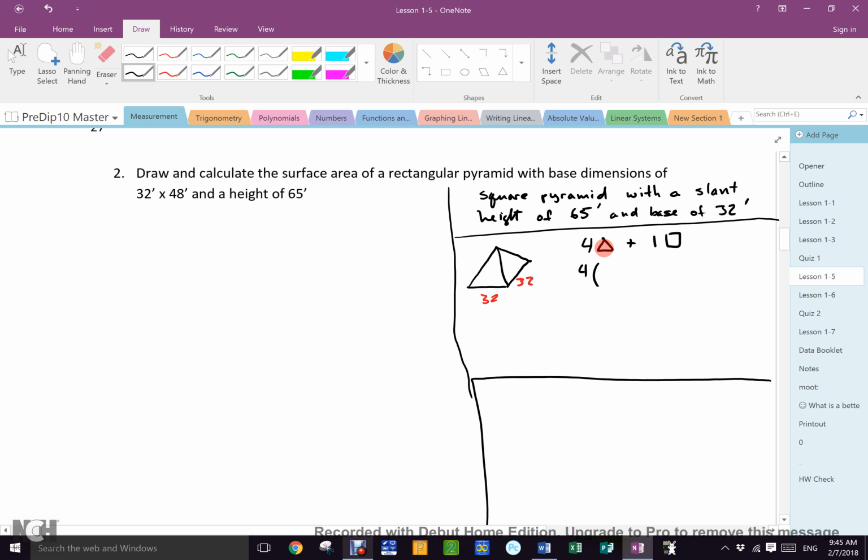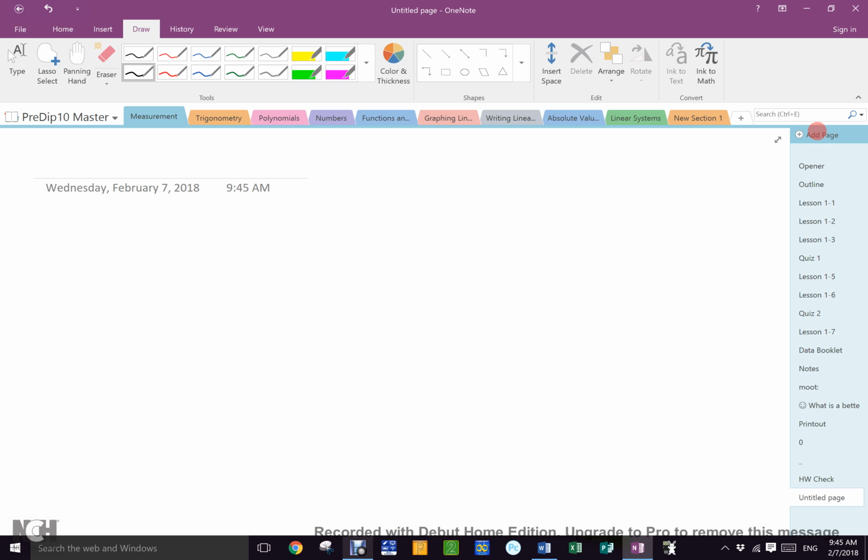What is the formula for the area of a triangle? Who remembers? Base times height divided by 2. Now, how would you tell me the area of that triangle? What's the base?